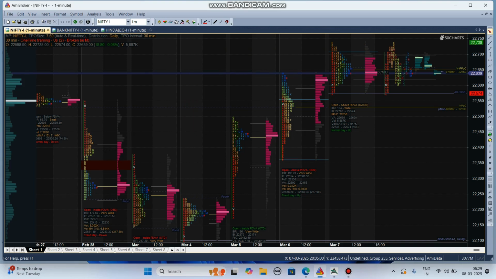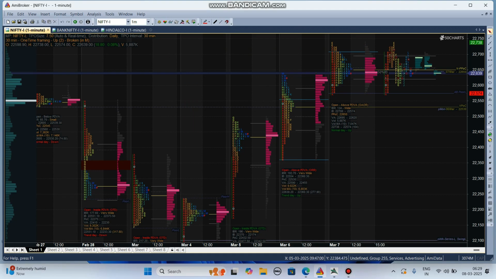Today we are going to check the secrets of entry location. If you are a scalper, an intraday player, or a positional player, everyone should know the entry location where you have to take entry. If you are a buyer, where do you take entry? If you are a seller and have to short, where do you take the entry?